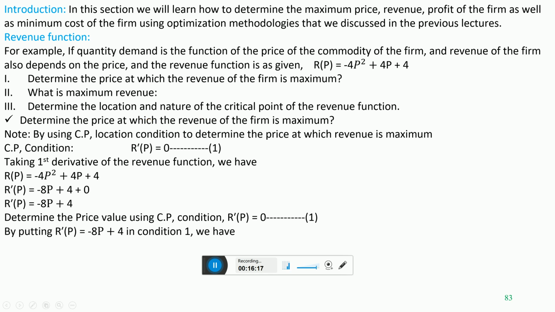Now, how can we determine the price? Using the location condition of the critical point.